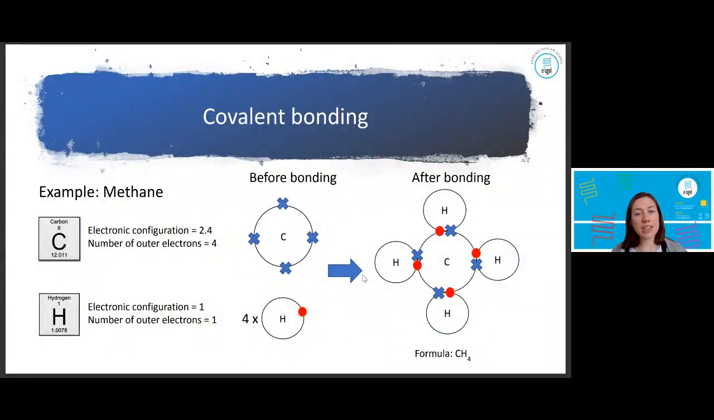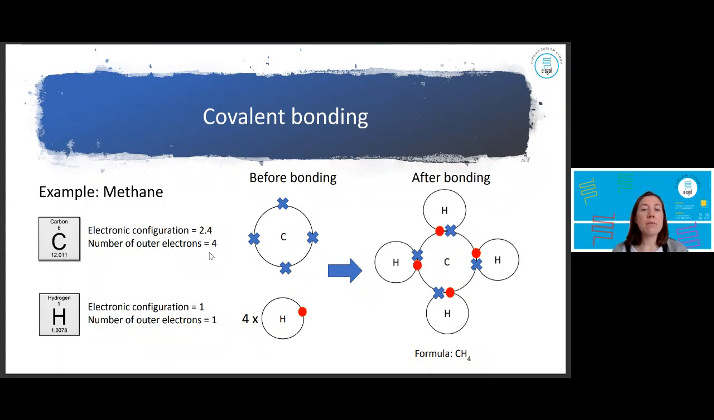So let's have a look at how we would go about doing the bonding diagram for something such as methane. Methane, CH4, consists of carbon and hydrogen. The first thing, just as in the ionic bonding diagram, is to identify the number of electrons and put those down within an electronic configuration. For carbon, we've got 2,4. That means there are 4 outer electrons. And with hydrogen, there's only the 1, so the number of outer electrons is also 1.